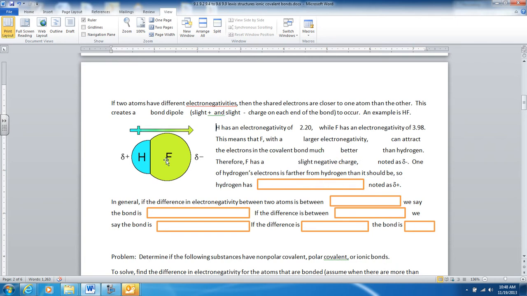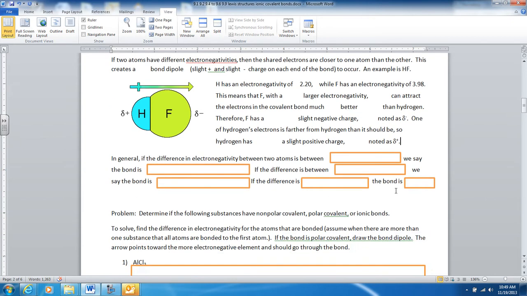F has a slight negative charge because those two electrons, one from H, one from F, are closer to F than to H. So F is getting sort of an extra electron closer to it than it would have without the H nearby. So F has a slight negative charge, and this is noted as delta minus. And one of hydrogen's electrons is farther from F than it should be, so hydrogen will have a slight positive charge, noted as a delta plus. Usually this plus and the minus are superscripted.